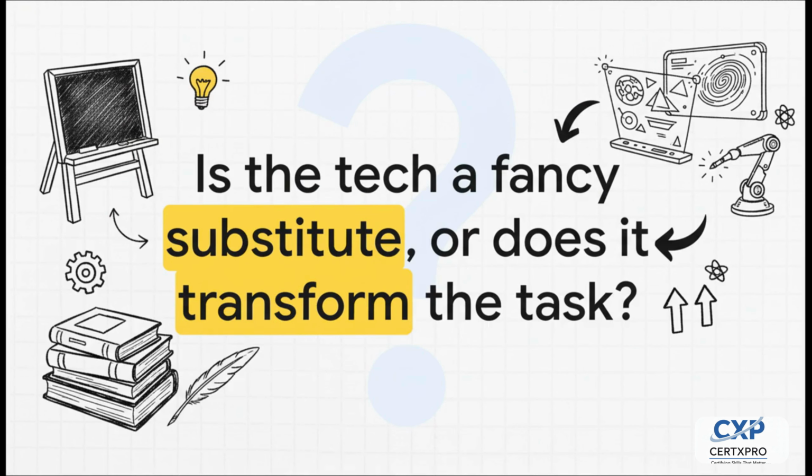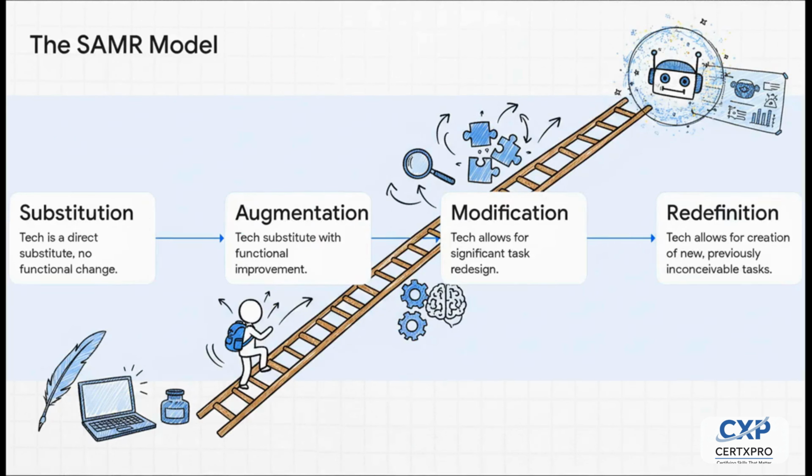And that leads to another really critical question you've got to ask yourself when you're looking at a new tool. Is this thing just a high-tech substitute for something I already do, or does it genuinely transform what's even possible in my classroom? This is where the SAMR model is just incredibly helpful. Think of it like a ladder. Down at the bottom, you have substitution. That's like using a computer to type an essay instead of a pen. As you climb, you get to augmentation, then modification, and finally, all the way at the top, redefinition. This is where the tech lets you design completely new tasks that were impossible before. The goal is always to try and climb that ladder.